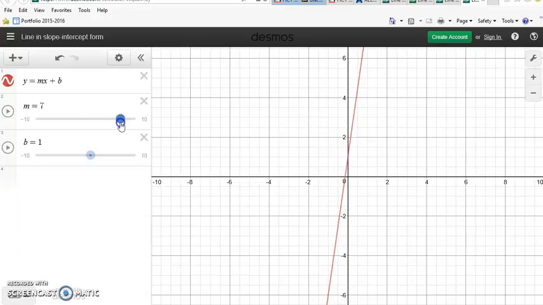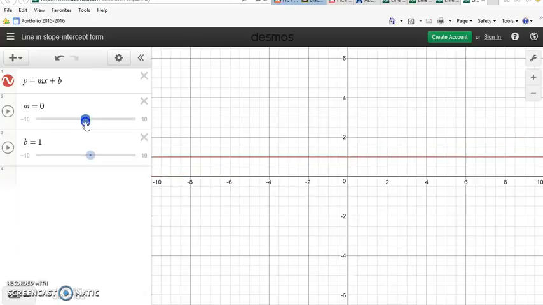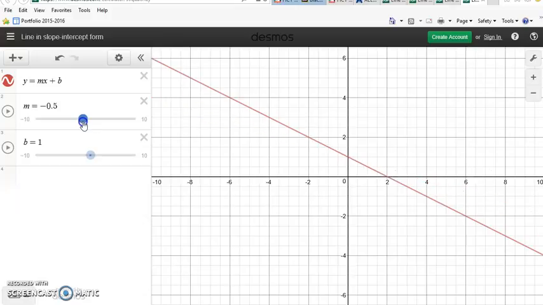And if I make the slope smaller, the line moves away from the y-axis towards the x-axis until we get to 0. So a horizontal line always has a slope of 0. And if I go smaller than 0, when I get to a negative slope, you can see the line slopes the other way.